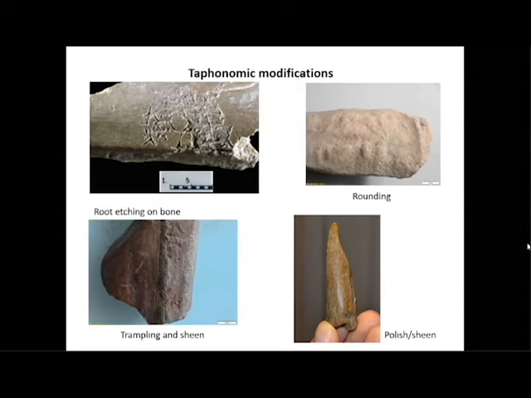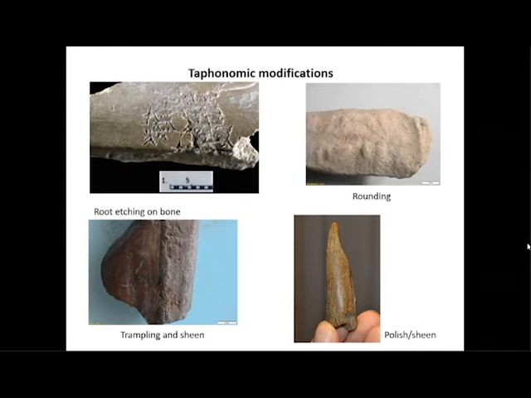Rounding is the alteration of the bone shape, or morphology, by the elements of nature. It could be by water, by the soil itself, and in the most extreme cases of rounding it results in the bone losing its original form.